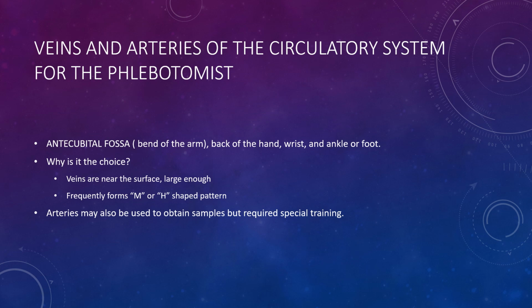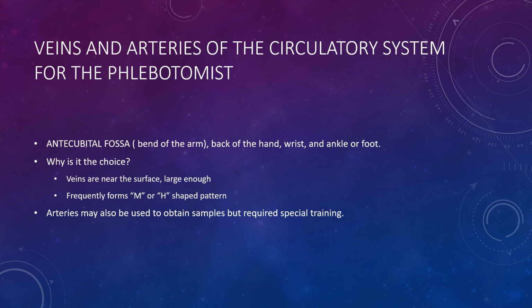So now let's go to the veins and arteries of the circulatory system for the phlebotomist. Here you can see the antecubital fossa. It is the region of the arm where the phlebotomist usually chooses to draw blood. It is found in the bend of the arm. And you also have sites like the back of the hand, wrist, ankle, or foot.